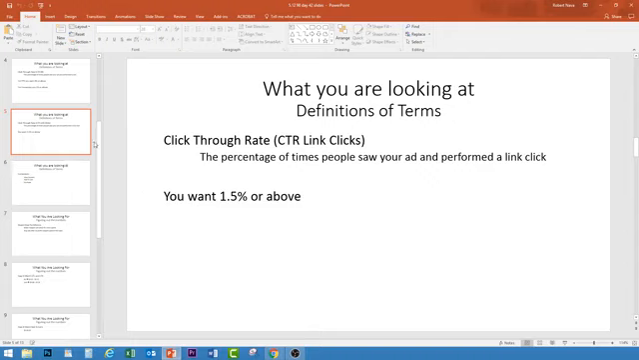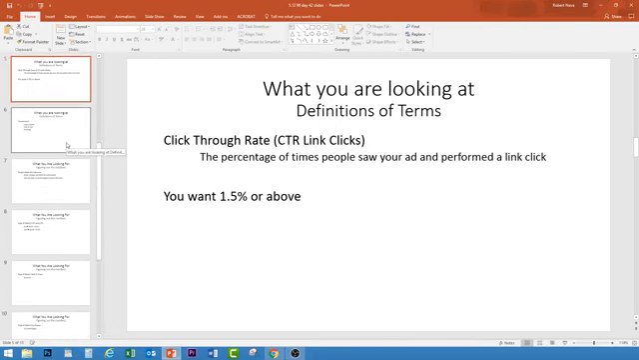Okay, so we went over the difference between the two different types of clicks and the two different types of click-through rates, the definitions of these terms, and then some numbers of what we'll be looking for when looking at those metrics. Again, we're actually going to go do this in a minute, so it'll make a little bit more sense.